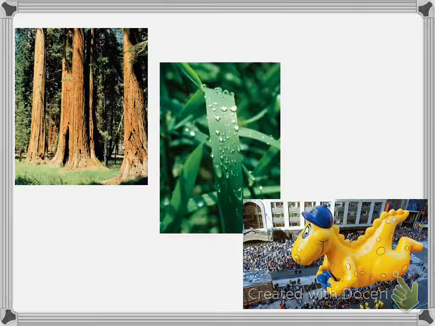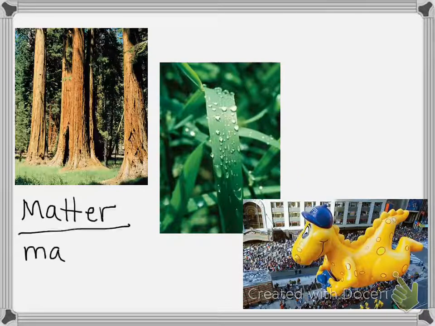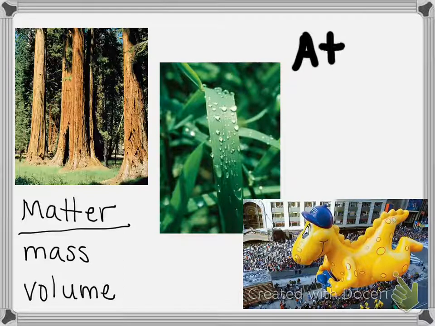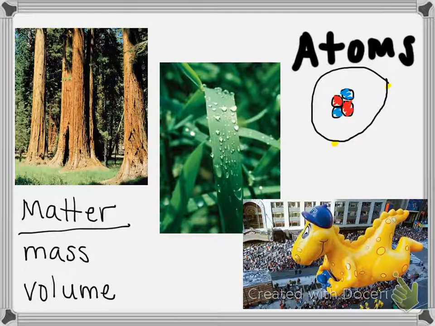What do each of these three pictures have in common? On the top left, we have some trees. In the middle, we have water droplets on a leaf. And then on the bottom here, we have a giant dinosaur balloon filled with air. Well, the truth is that they're all made of matter, which means they have mass and volume. And that means that they consist of atoms.